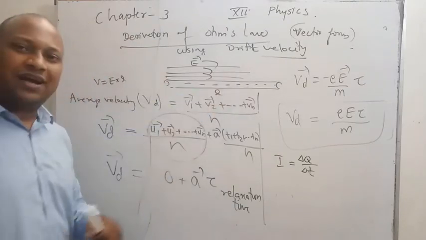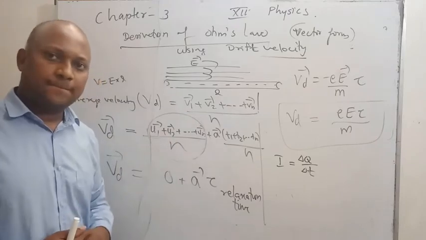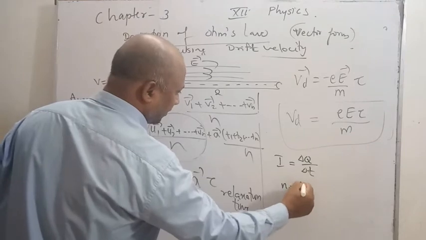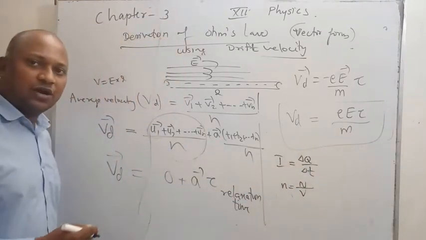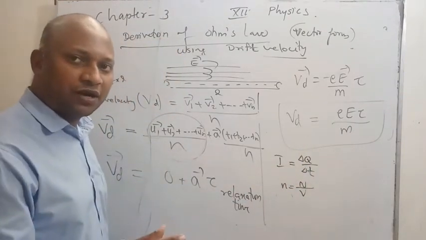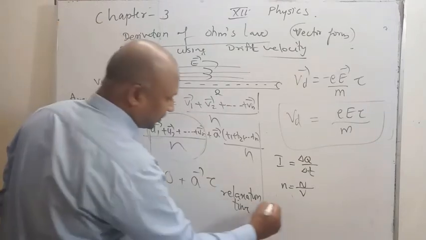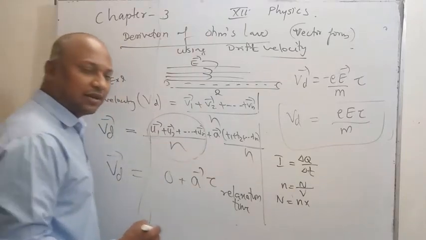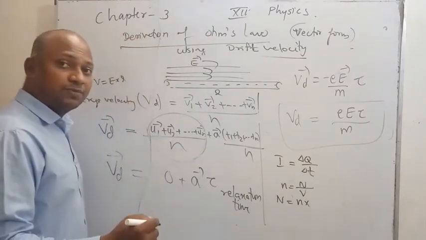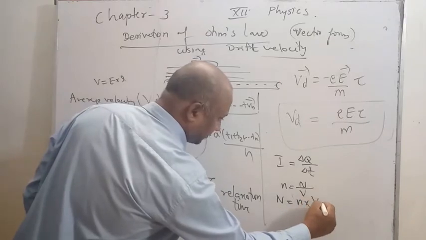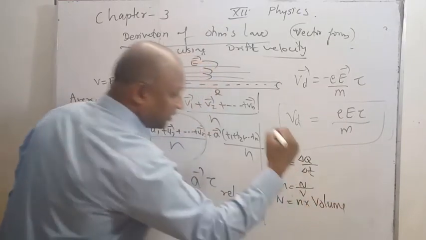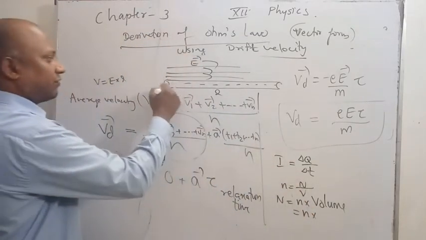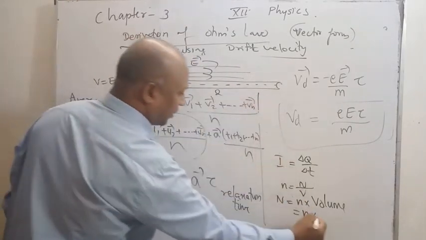In the whole volume of the conductor, the wire, let the free electrons available per unit volume be n. So n is equal to the total number of free electrons divided by volume. The total number of free electrons is equal to n, which we call the number density, the number of particles per unit volume. So number density into volume will be the total number of particles. What is the volume here? The area of cross section is A and the length is L, so the volume is A into L.